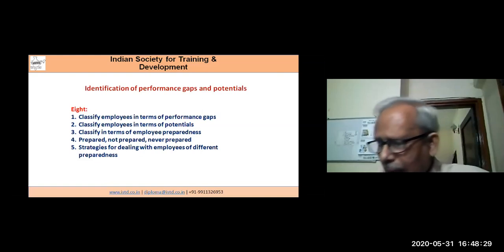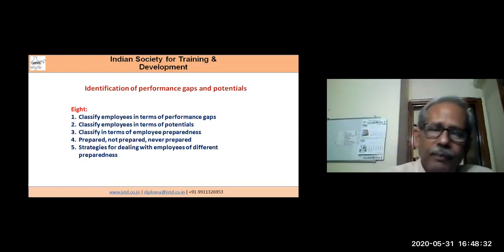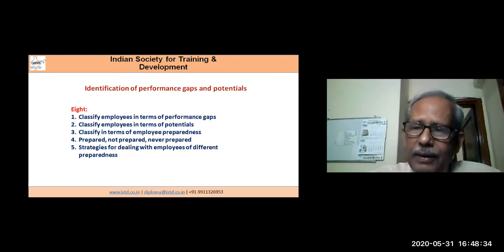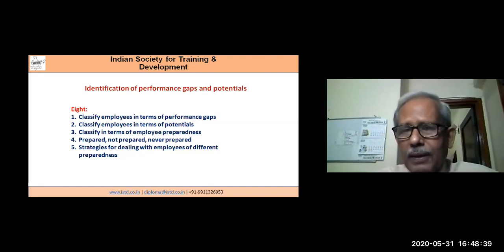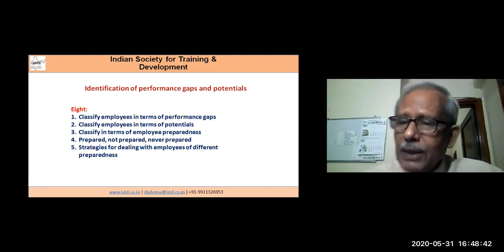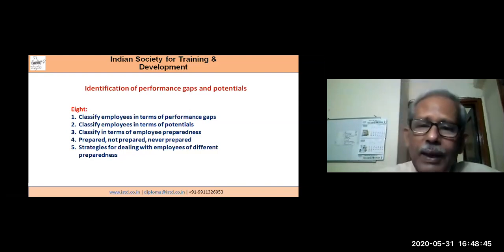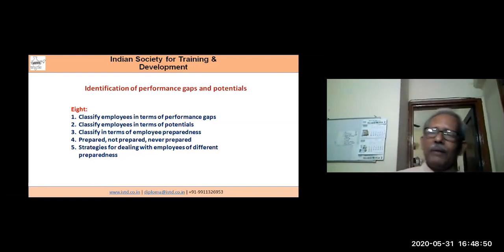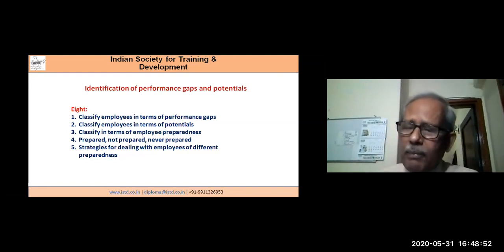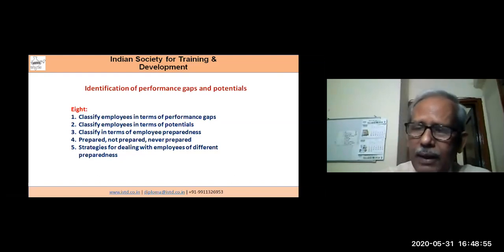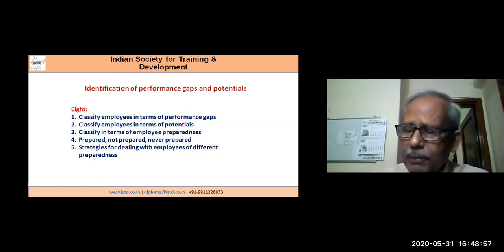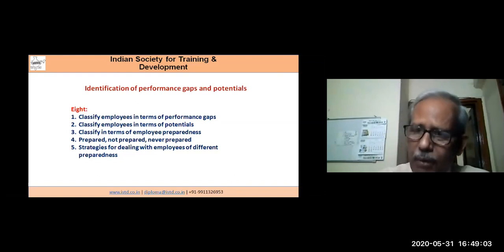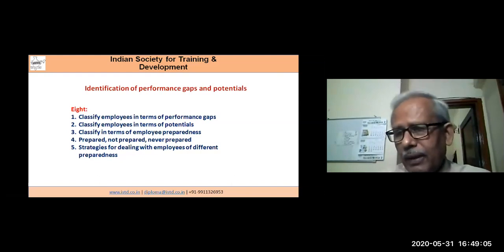Identification of performance gaps and potential. As I said earlier, everything is being derived from the gaps in the organization in terms of performance, and the gaps in terms of individual performance also. Earlier you have seen the gap in the organizational performance, expected and current. But when you talk of identifying the people, we need to find out the capability of the person in terms of his performance and what is expected from him, where there is a gap.